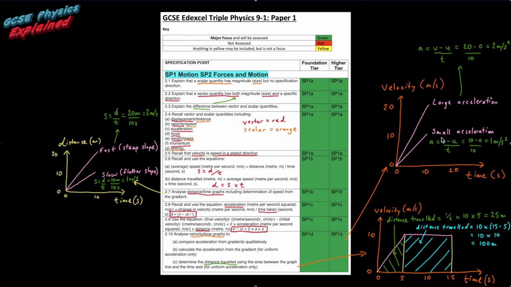And this smaller acceleration, you can see the car has only gone from 0 to 10 meters per second in the same amount of time. So it's only got half the amount of acceleration.